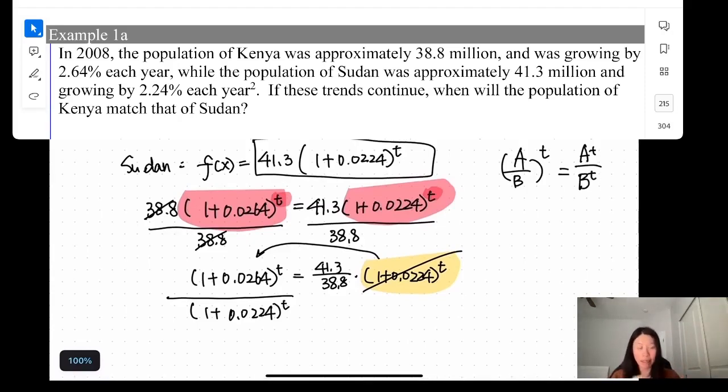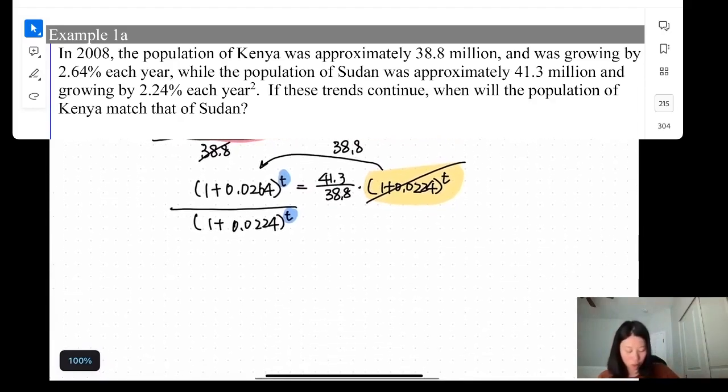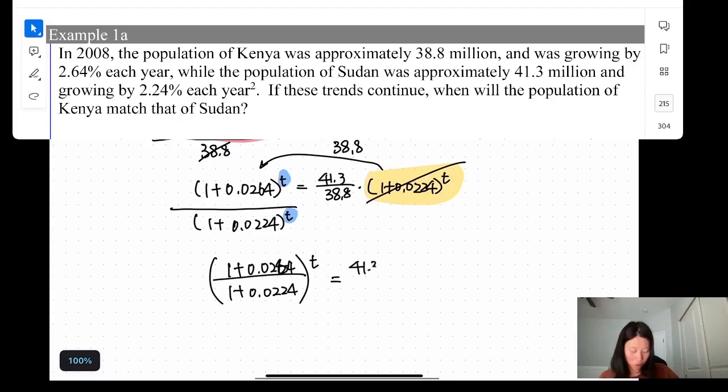On the other hand, they both have the t power. I told you we're going to use lots of things that we learned before. That means I can merge these two together, so my fraction is going to look like this, to the t power, equals 41.3 over 13.8.